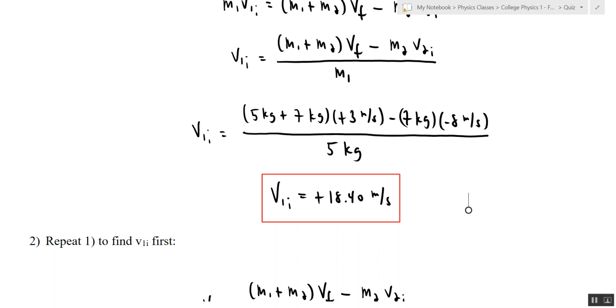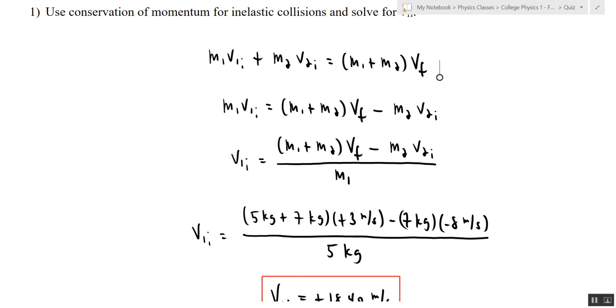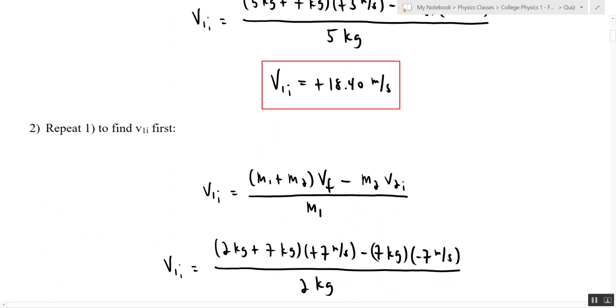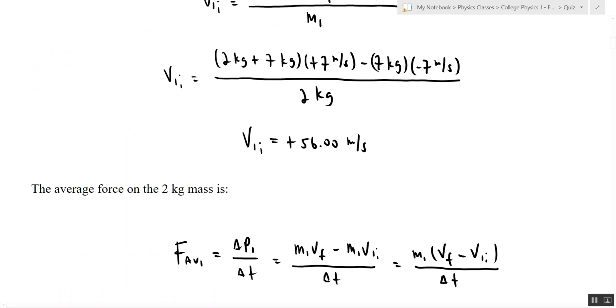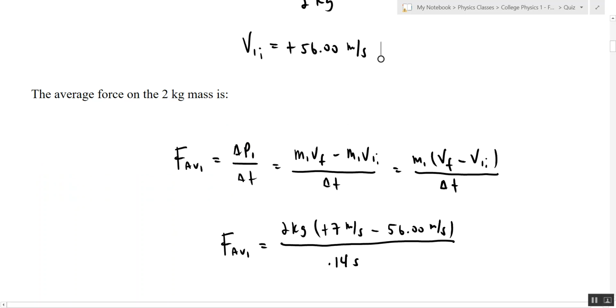So once again, you should know how to do inelastic collisions, how to find any of the velocities or masses using the conservation of momentum for inelastic collisions. So for number 2, you do the same thing you did for number 1 at first, and you find how fast mass 1 was going before they collide. And then the question was, what is the average force on the 2 kilogram mass? So the average force on the 2 kilogram mass is the change in momentum of the 2 kilogram mass, which I call mass 1, by the way.